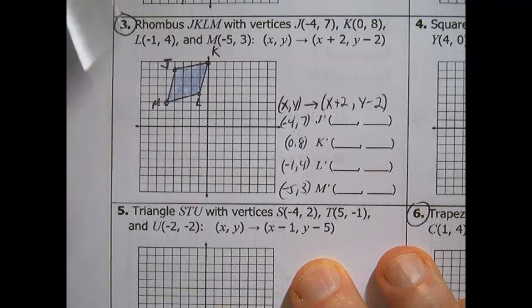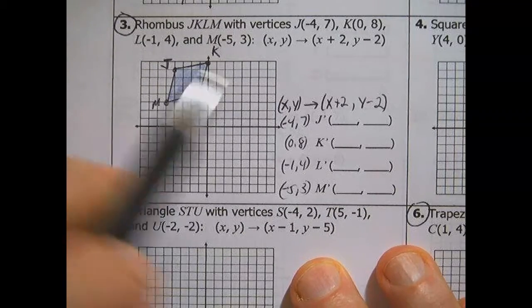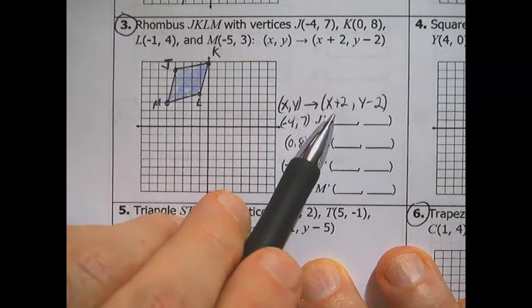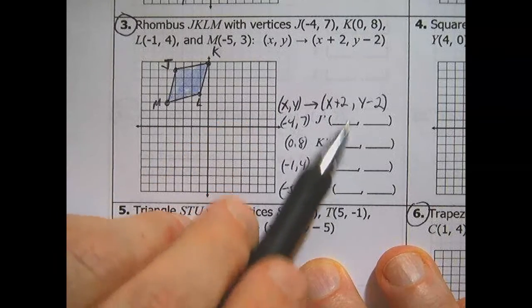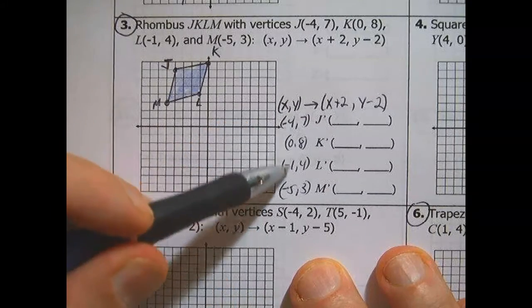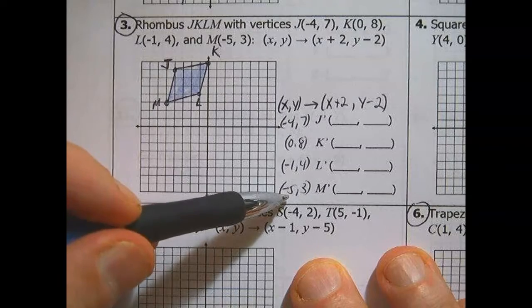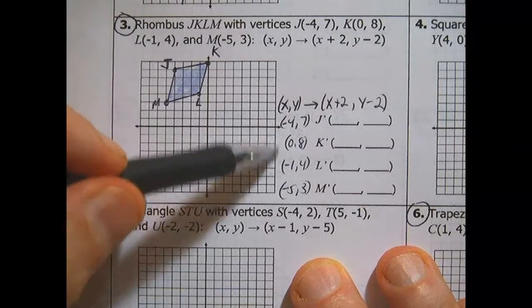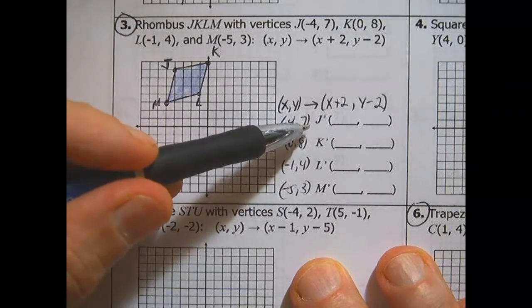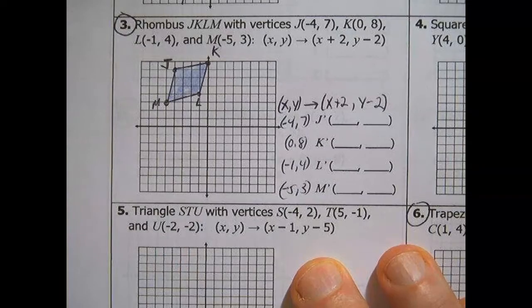Okay, so there's the pre-image. There's a rhombus. There's the same rule that's written. I just wrote it right here above the points. Here are the given points. These are the same points that I graphed, my J, K, L, and M right there. And now I'm just going to apply the rule. So I'm going to fill in those numbers. You fill them in also and see how you do.